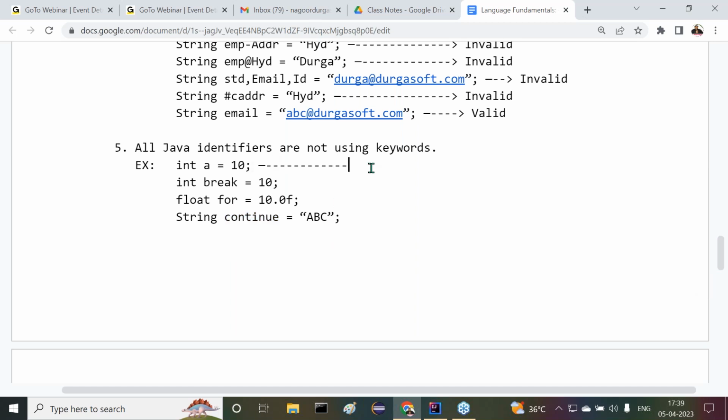Now tell me, what about the first case here? Valid or invalid? Valid. Up to this it is valid, no problem. A is not a keyword, it is a variable name. We can use it, no issues. Next one is int break. Valid or invalid? Invalid. Break is a predefined keyword in Java. Now tell me, what about the next one? For is also a keyword in Java, so this is invalid. String continue: continue is also a keyword, so this is invalid.